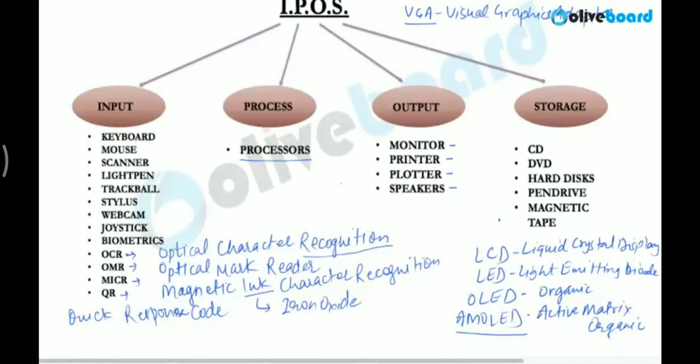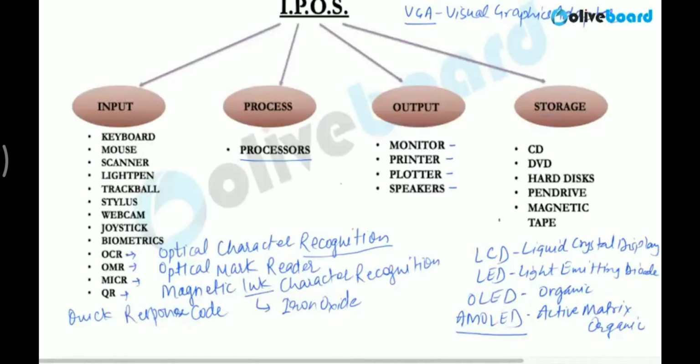Okay, the next output device is the plotter. What is a plotter? A plotter is a type of printer that is used in heavy printing. And the next output device is called the speaker. Okay, so this was the output section, and now let's move forward to the storage section.